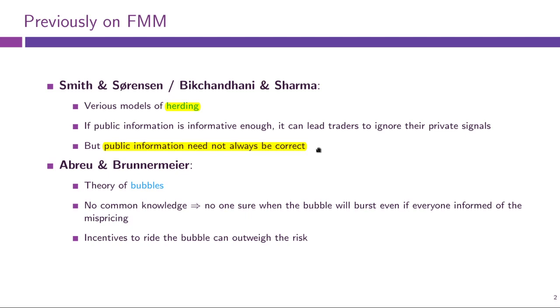And so we can have situations in which all agents are using the same few pieces of public information to base their decisions upon, but these decisions end up being incorrect in terms of the underlying state of the world. So we have a herd, and it is incorrect.